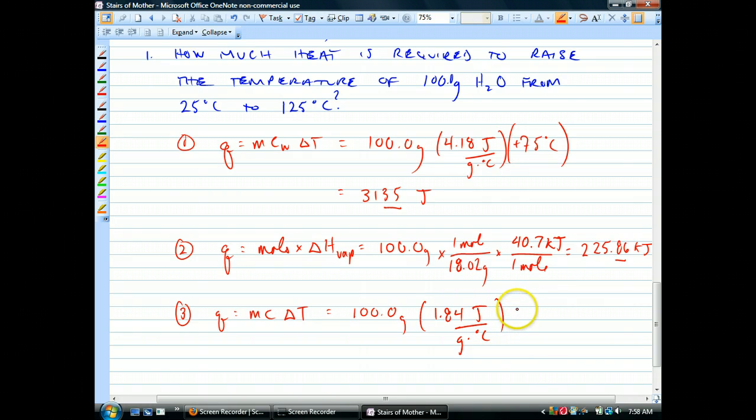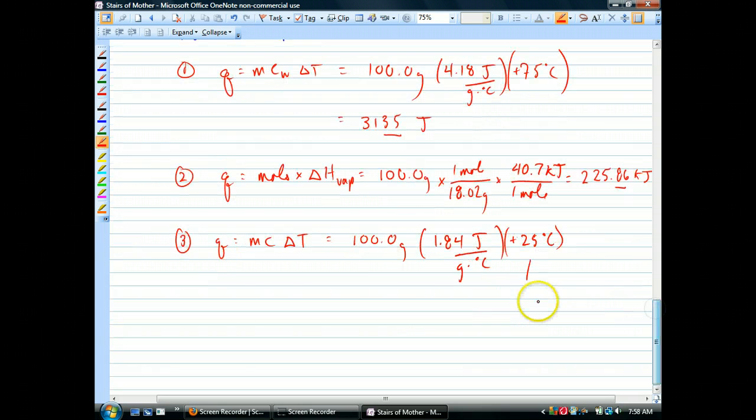And what's my temperature change? Plus 25, because I'm going up from 100 to 125 degrees. This is 125 minus 100. So I've got 100 times 1.84 times 25, 4,600.